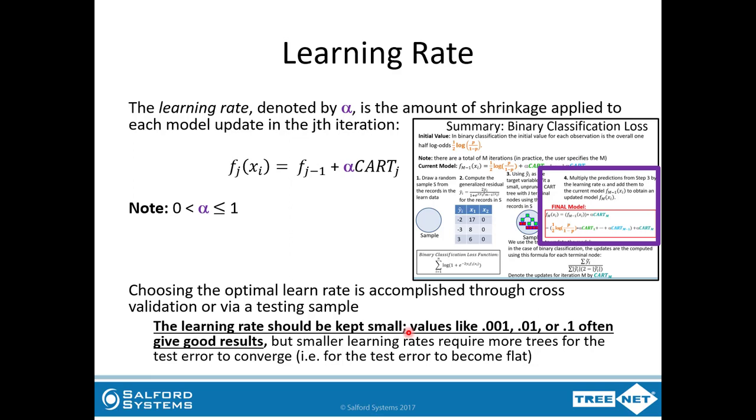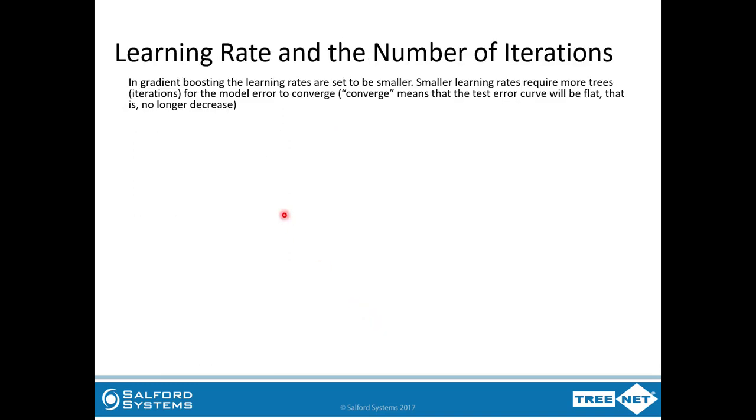Now, choosing the optimal learning rate is accomplished through cross-validation or via some type of testing sample. But in general, you want to keep the learning rate small, and values like 0.001, 0.01, or 0.1 often give good results. And one thing that you should be aware of is that smaller learning rates require more trees for the test error to converge. Now, as to why that is, let's discuss that now.